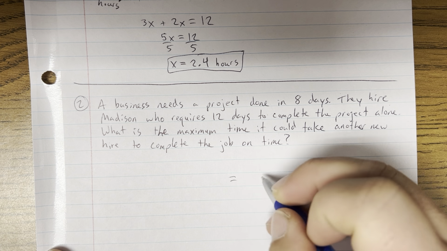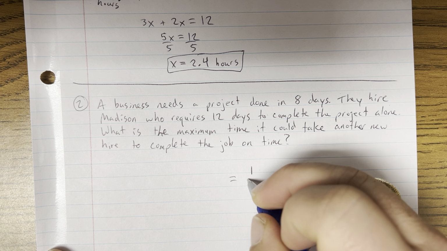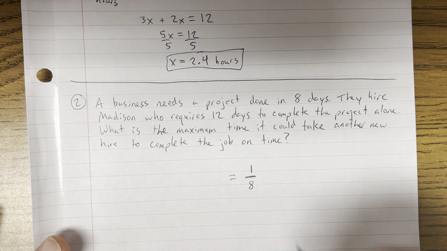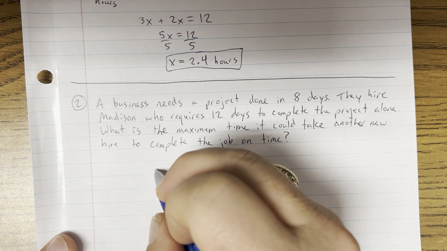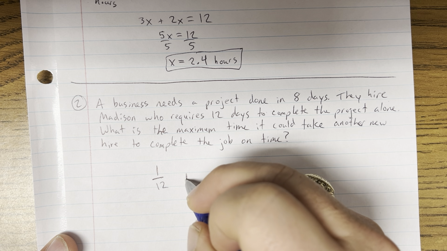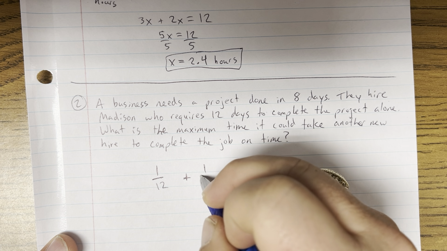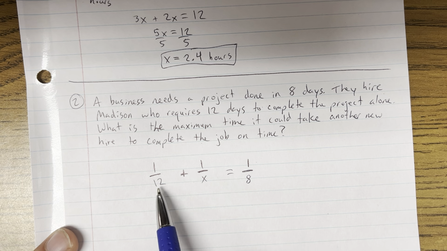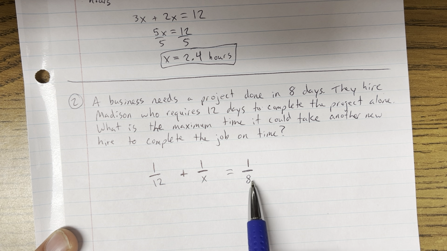So that's going to be my equals on this one. For that one project, they want it done in a maximum of 8 days. They hire Madison, who for that one project, it would take her 12 days, and then plus 1 over x. So we don't know how long it's going to take this other person to complete the job. It says Madison is the new hire and is the together.